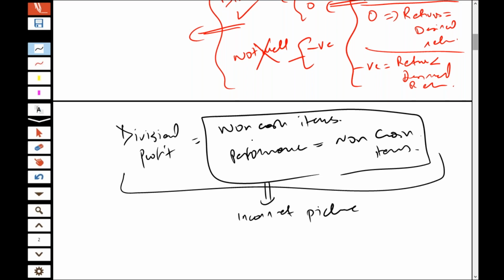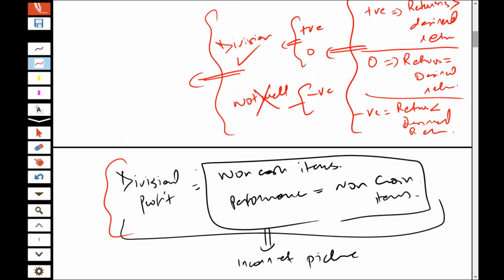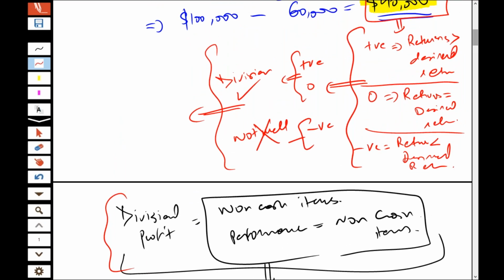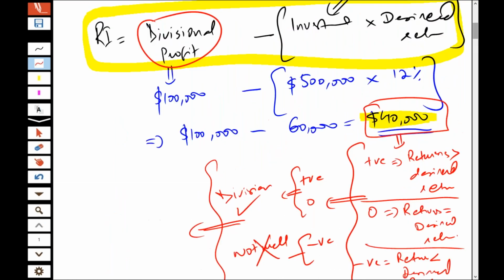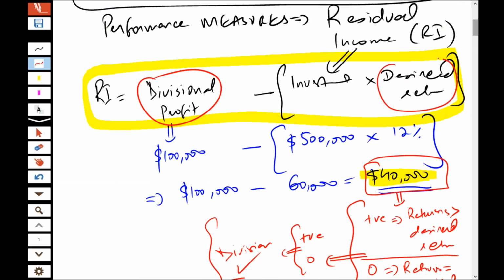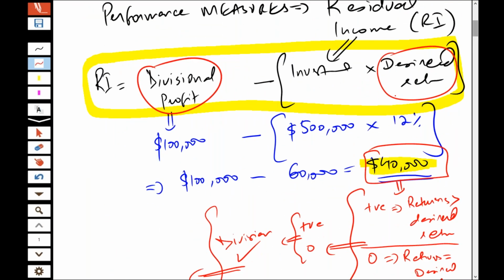Okay, now the next thing is, this was one of the problems with respect to the divisional profit: the divisional profit is one of those measures that includes non-cash items. Another thing was that when it comes to the computation of the residual income, you incorporate the desired return.